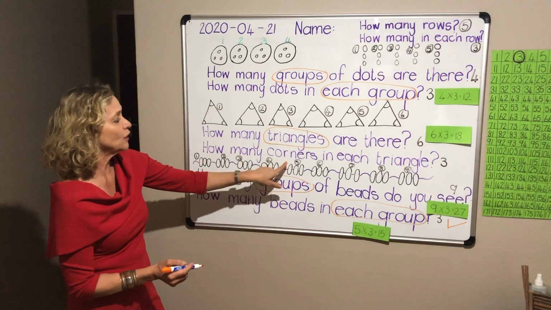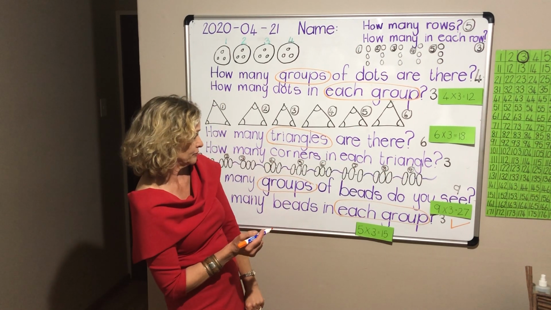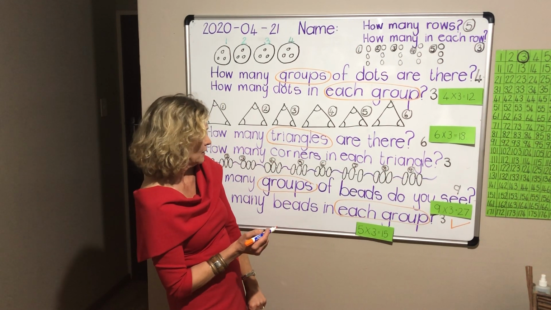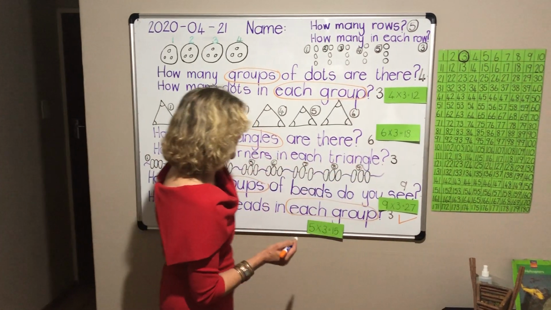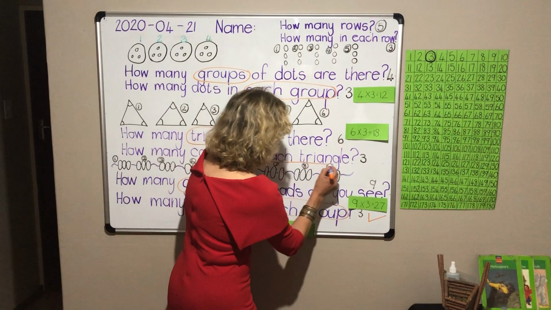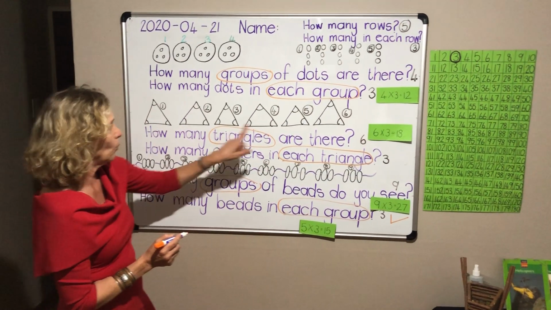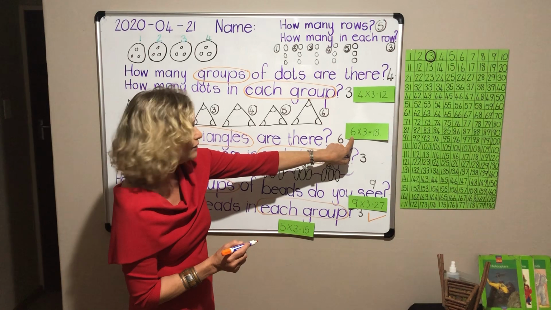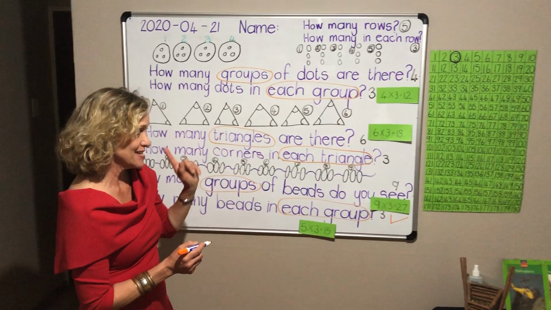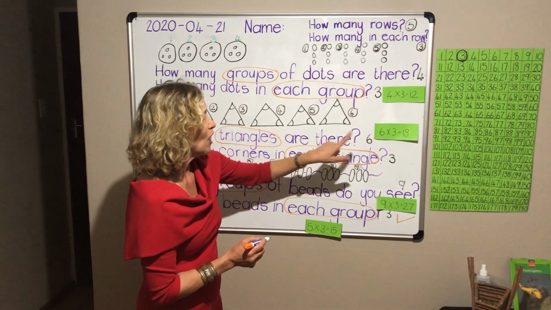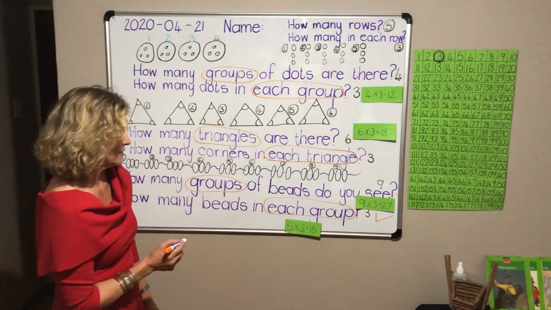So how many corners in each triangle? Okay, so let's see. Each triangle has 1, 2, 3, and the answer was 3. So there again the each triangle question. The first number always now tells us about how many groups, and the next number tells us how many in each group, and in this case it's 18.